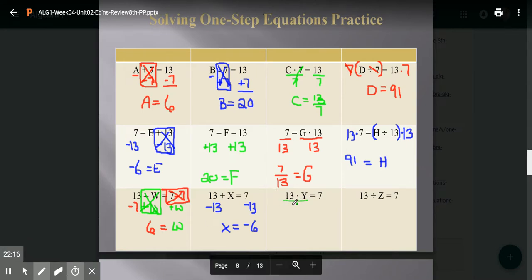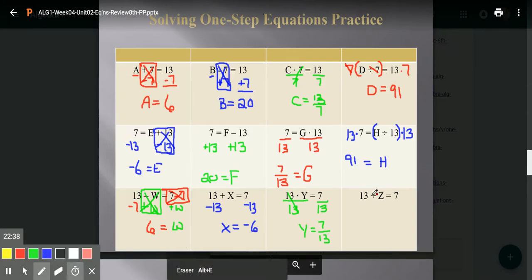And the opposite of multiplying by 13 is to divide by 13. And what we do to one side, we do to the other. 13 divided by 13 cancels out to 1. 1 times y is just y. Equals, and 7/13 is already simplified.